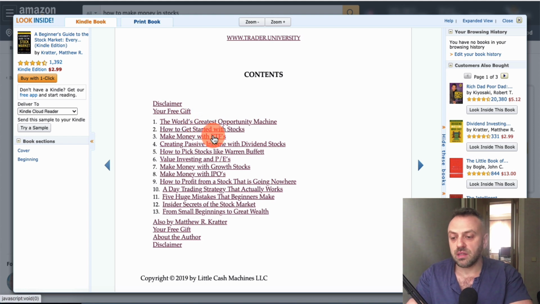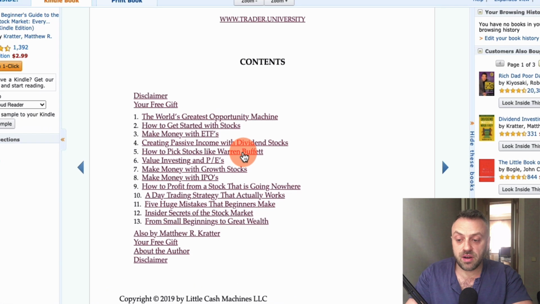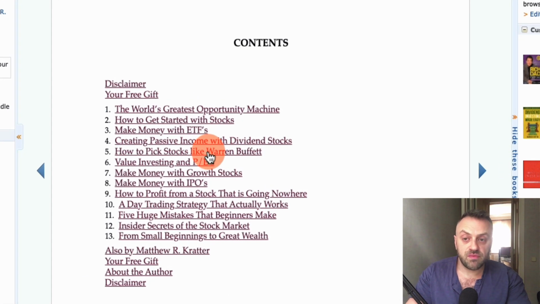And then he is listing all of these types of investment vehicles. You have ETFs, you have dividend stocks, how to pick stocks like Warren Buffett. Everybody knows about Warren Buffett. He's a very popular investor, a very wise guy. He wrote a lot of books. Value investing, right? And this is going to be very, very simple to do. You're going to talk about the greatest opportunity machine, how to get started with stocks.